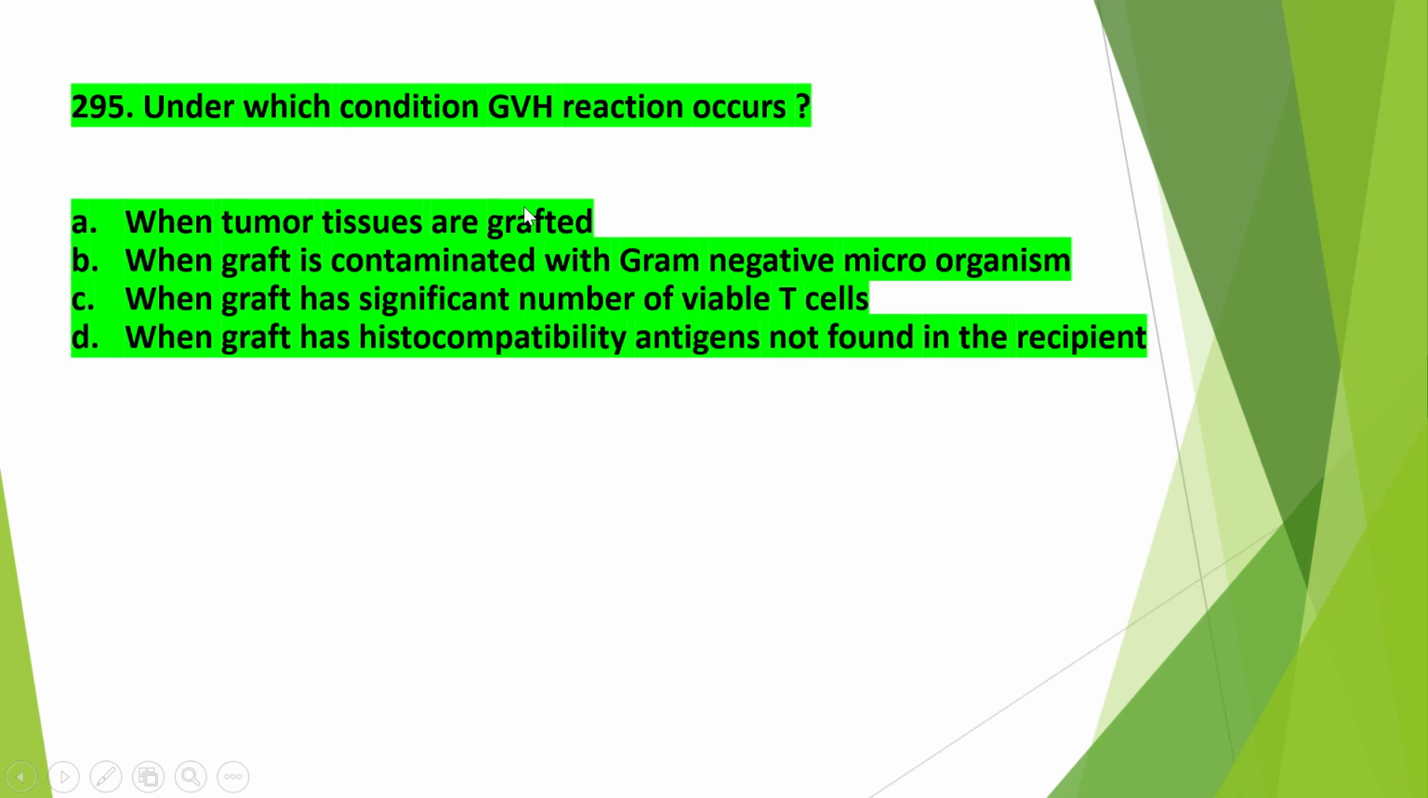And the next one is, under which condition does graft versus host reaction occur? When tumor tissues are grafted, when graft is contaminated with gram-negative microorganism, when graft has significant number of viable T cells, or when graft has histocompatibility antigens not found in the recipient. And the right one is option C, that is, graft versus host reaction occurs when graft has significant number of viable T cells.